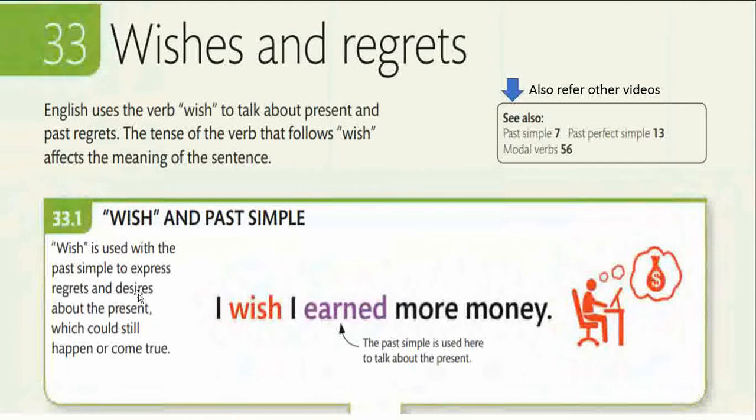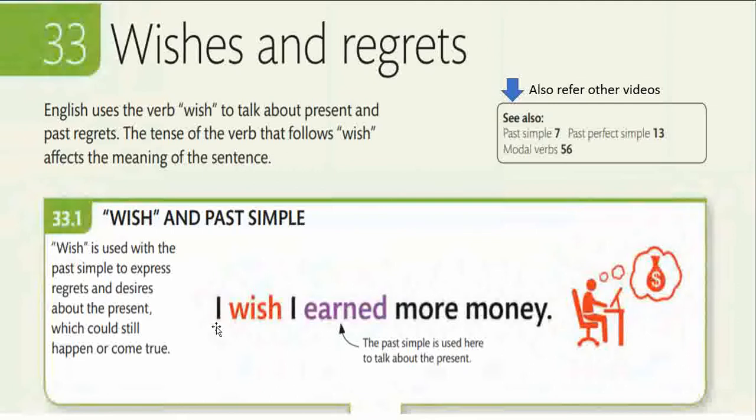About the present, that means you are in the present and you are also talking about some regret which is also in the present. That means you can rectify something in the present which could still happen and come true. Rephrasing it, the wish with simple past is used about regrets and desires about the present time zone, and you still have time that the outcome of that can be changed. It can happen and it can become true.